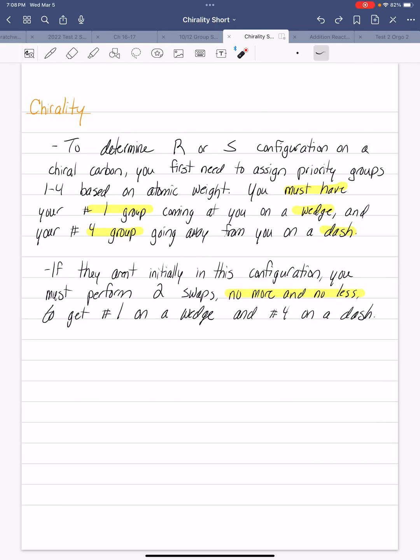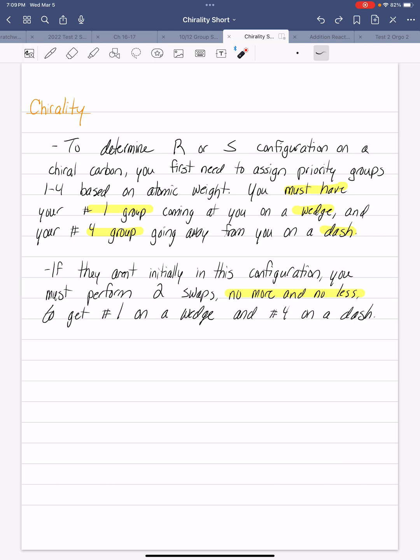Okay, guys, today let's talk about chirality and how to determine whether a molecule is R or S. Now, a chiral carbon is merely a carbon that is connected to four different things. To determine whether a molecule is R or S, you first need to assign priority groups 1 through 4 based on atomic weight, where your heaviest atom based on atomic weight will be your number 1, and your lightest group based on atomic weight will be your number 4. That 4 group is almost always going to be a hydrogen.